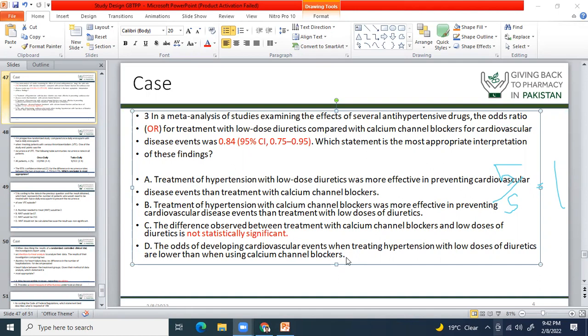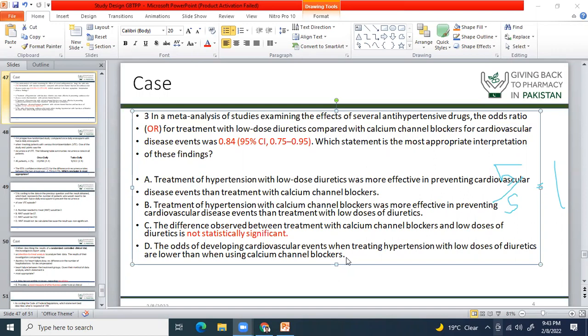Treatment of hypertension with low dose diuretic was more effective in preventing cardiovascular events than treatment with calcium channel blocker. Treatment of hypertension with calcium channel blocker was more effective in preventing cardiovascular events. The difference observed between treatment with calcium channel blocker and low dose diuretic is not statistically significant. Is it statistically significant or not? It is statistically significant. The odds of developing a cardiovascular event when treating hypertension with low dose diuretics are lower than using the calcium channel blocker.